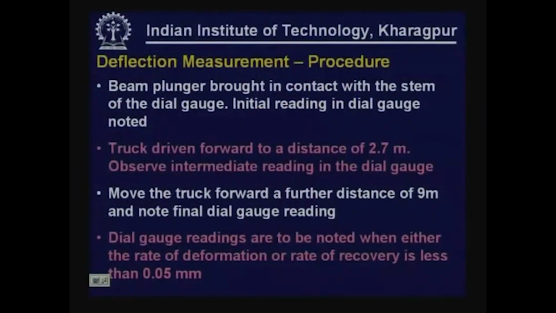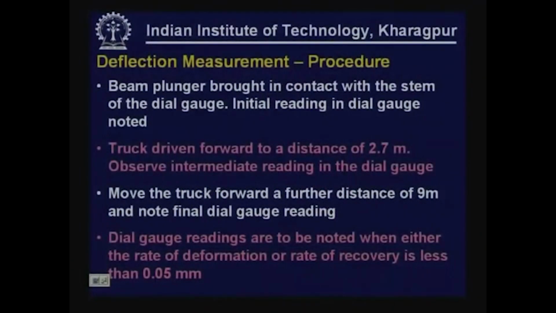Then we move the truck forward to a distance of 2.7 meters from the initial point. Then we observe what is known as the initial intermediate reading in the dial gauge. So, as the wheel load moves away, the pavement rebounds, the end of the beam comes down, and that position will be noted by the dial gauge reading.